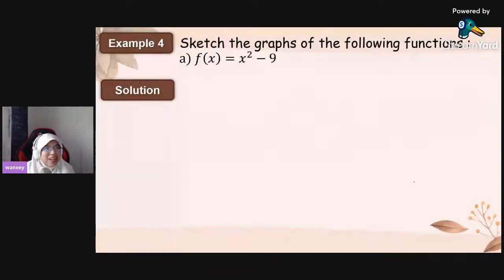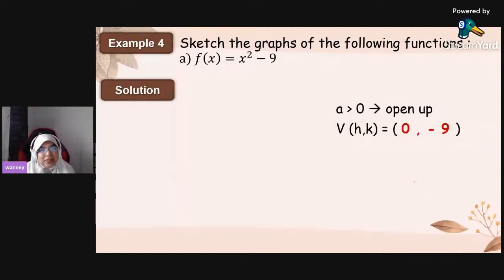Oh, ada lagi sketch the graph for the following function. X square minus 9. Okay, how does the graph looks like? X square minus 9. So kalau ikut yang ini kena tahu dululah shape dia. Is it a smile or is it a sad graph? Okay, so first kali nilai A. A is greater than 0. This is open upward. Or we can say that this is definitely a smile graph.